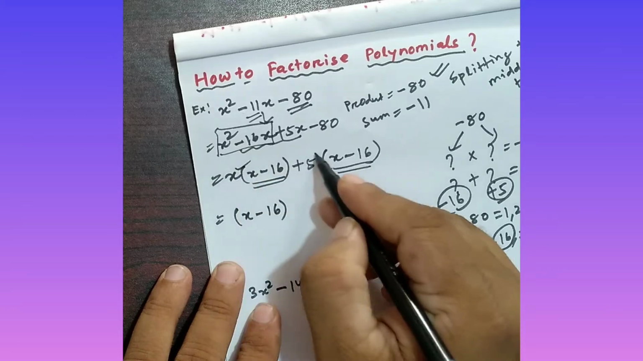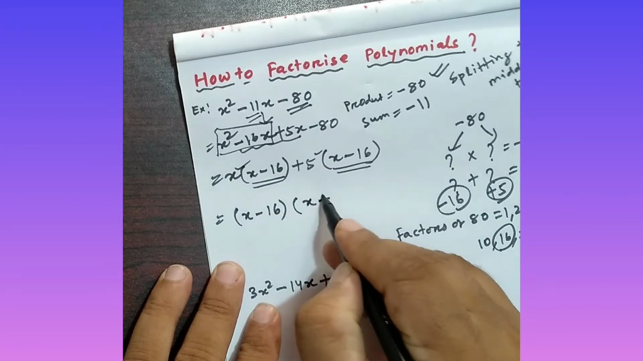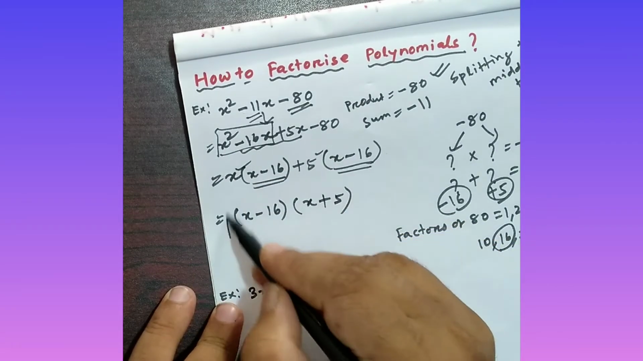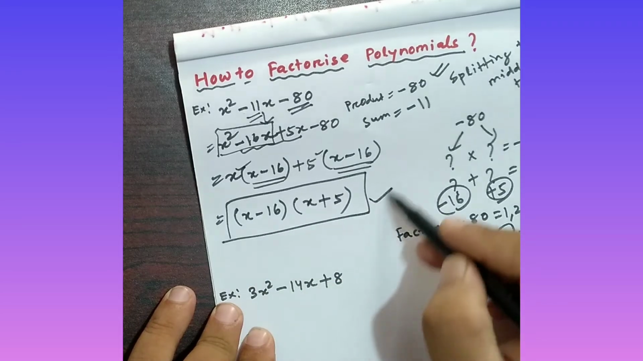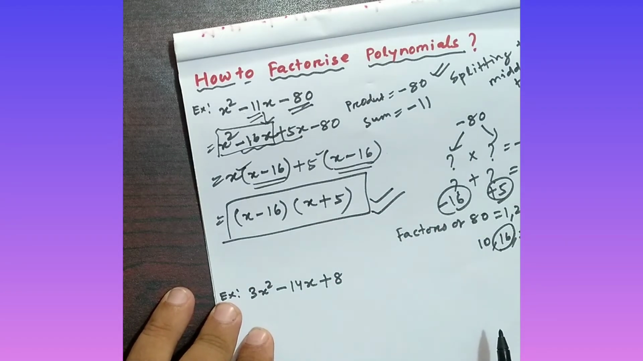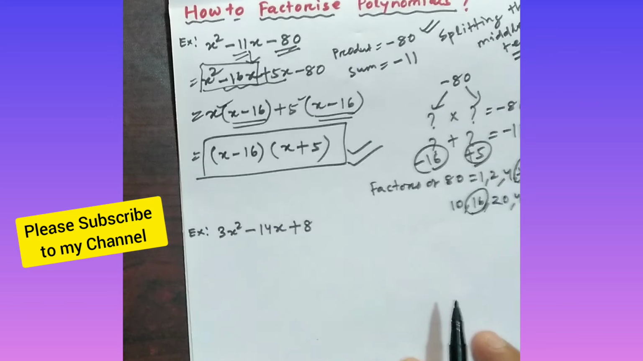And the remaining one, this one. So you write x plus y. Right, so this is your answer. This is your factorization. Okay, so in this way you have to solve the polynomial.